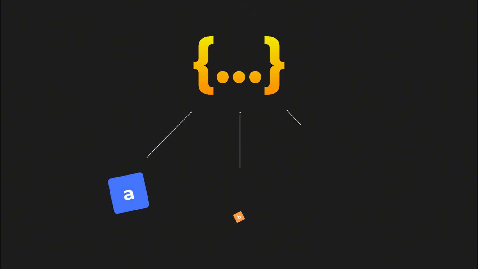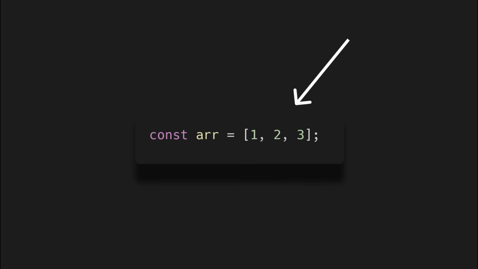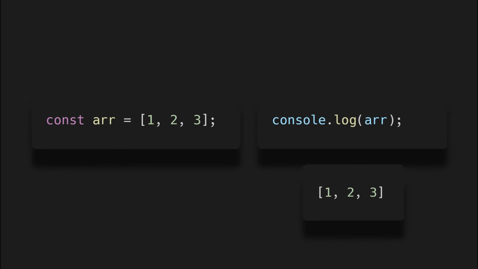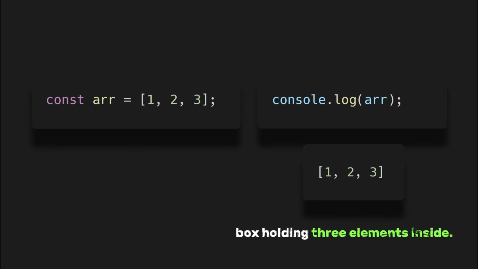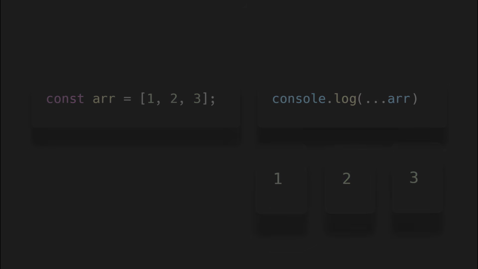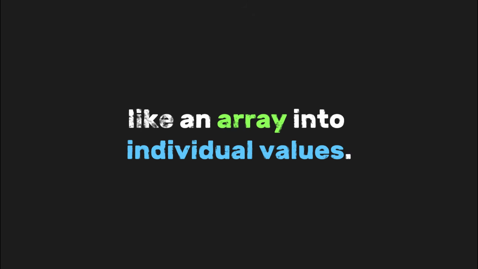In simple terms, the spread operator is used to unpack or spread out elements from arrays, objects, or even function arguments. It looks like this. First, we have an array of 1, 2, 3. If we log it normally, we see the array as a single item. It's like a box holding 3 elements inside. Now, when we use the spread operator, instead of passing the box to console.log, we've opened the box and handed each element separately. In technical terms, the spread operator expands or spreads an iterable, like an array, into individual values.